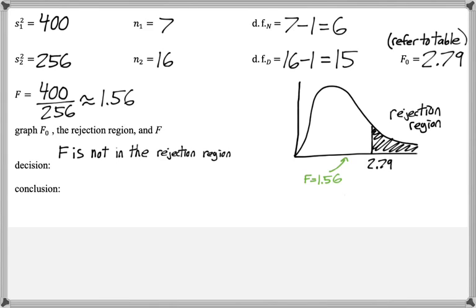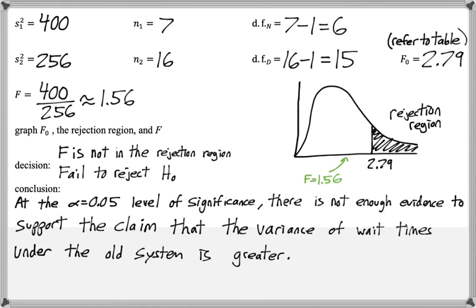So F is not in the rejection region. So we fail to reject the null hypothesis. And the conclusion would be, at the 0.05 level of significance, there is not enough evidence to support the claim that the variance of wait times under the old system is greater.